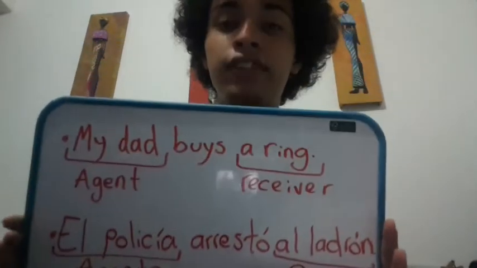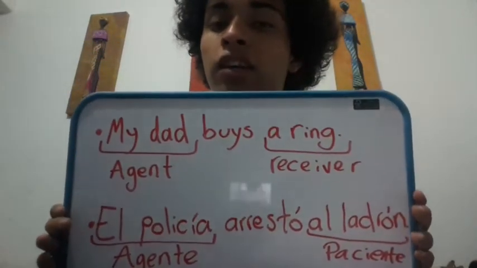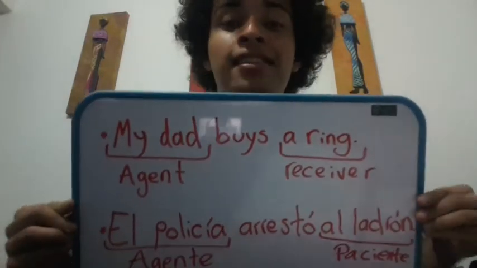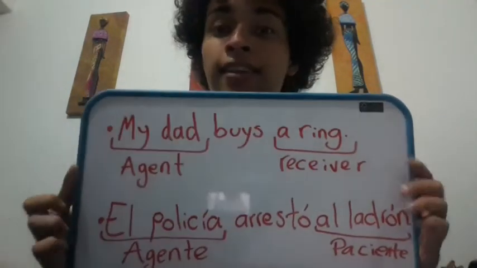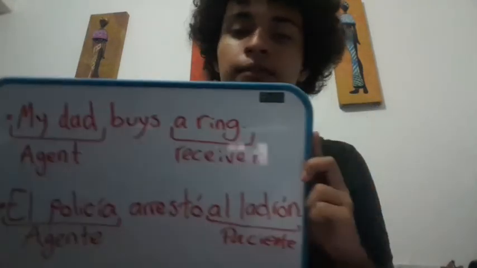Okay, here I'm going to place some examples, one in Spanish and one in English, of active voice, and the two different components that define the agent who performs the action or the receiver who receives the action, which in Spanish is called the patient. Okay? This is active voice. The first sentence, my dad buys a ring, has my dad as the agent and a ring as the receiver of the action, the object.